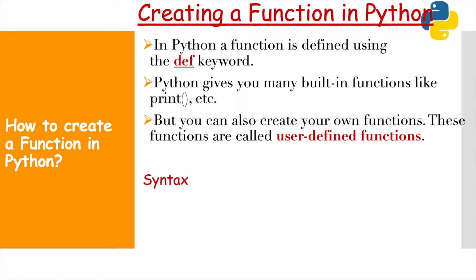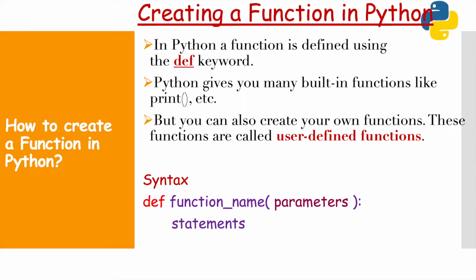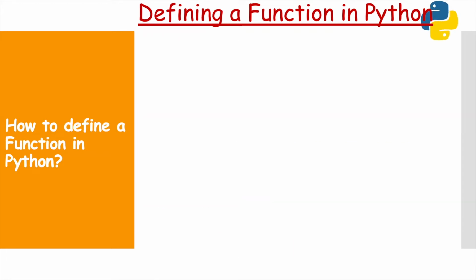So let's see the syntax of a function. You use the def keyword, and after that you give the function name, and within parentheses you pass the parameters. So these are simply the data you want to pass to your function. And inside the body of the function you have your statements which you want to execute, and then the function will have a return statement and is going to return the result of its computation. So let's see how you can define a function in Python.